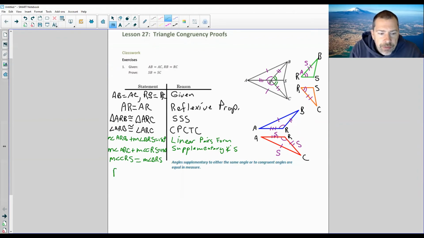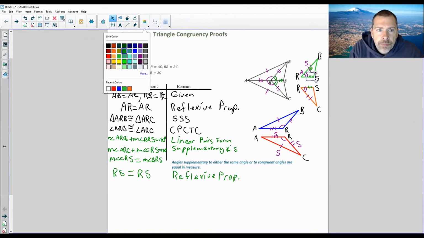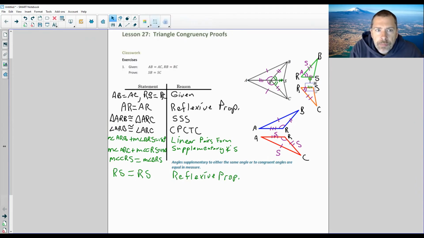RS is equal to itself. Reason, reflexive property. So now I will label that 1, 2, 3, 1, 2, 3, and therefore in here, and then it's equal to itself. So there we have it. And now we have, I should have used purple. Okay, good enough. That's fine.